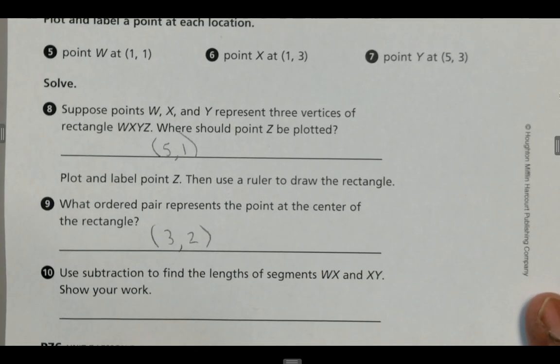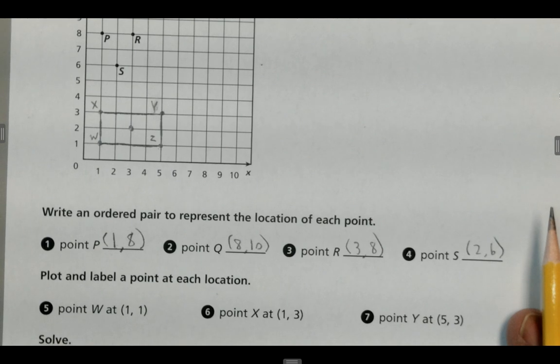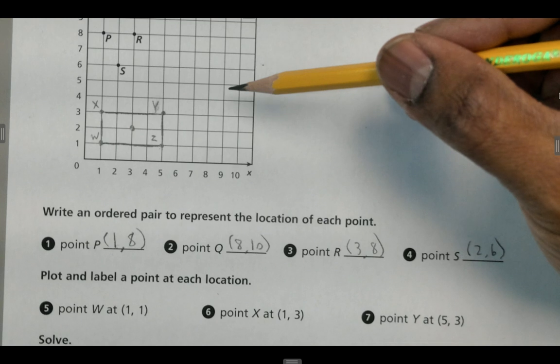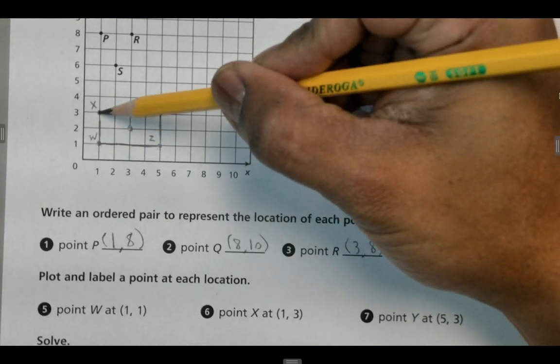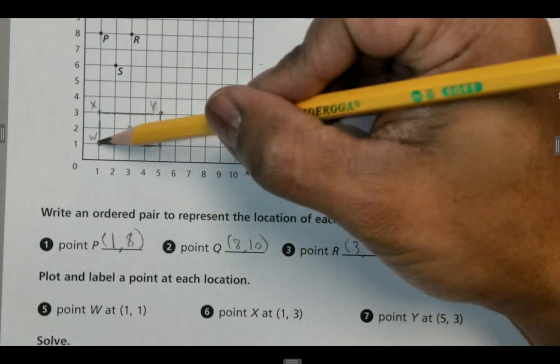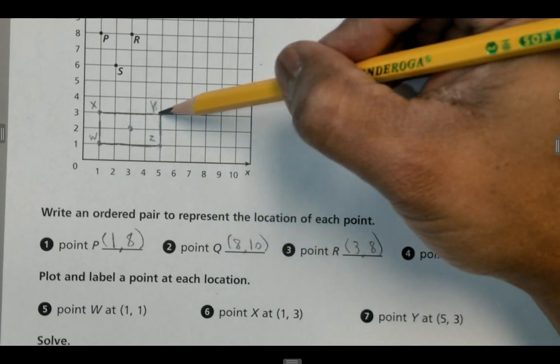And then finally, use subtraction to find the lengths of segments WX and XY. Show your work. Okay, so a line segment, of course, is a part of a line. In this case, it would be one of the sides of the rectangle we have drawn. Here is the line segment WX. Here is the line segment XY. How do we find the lengths of each of these segments?